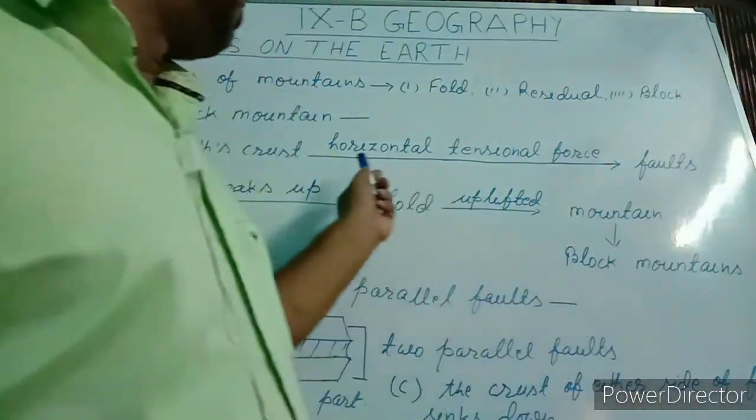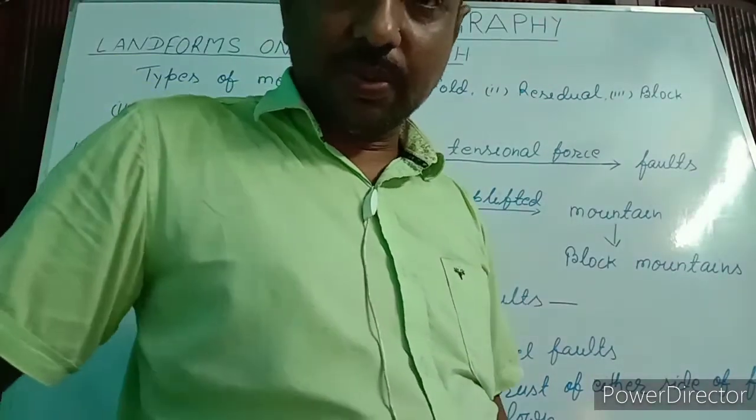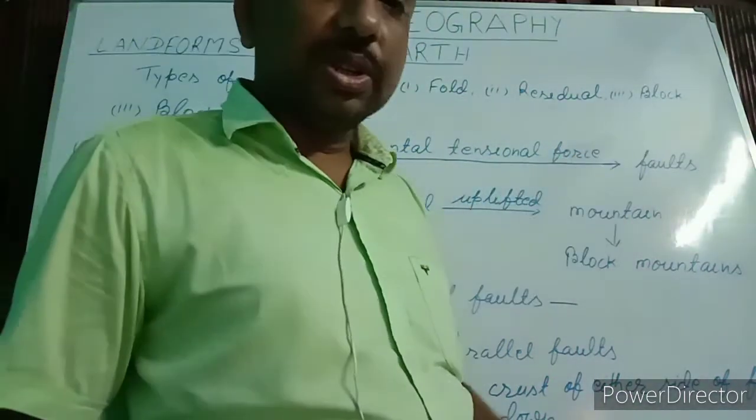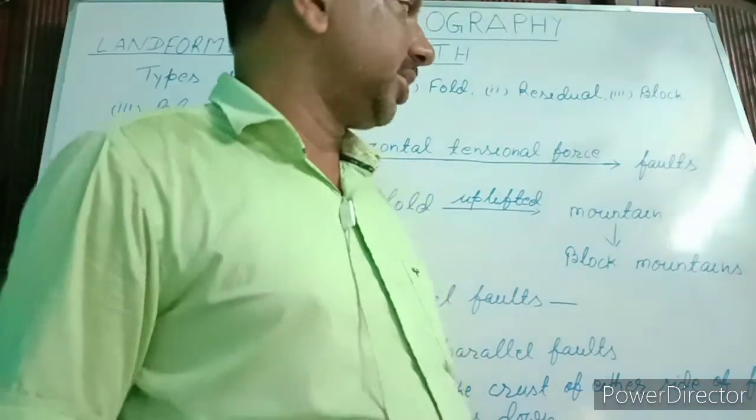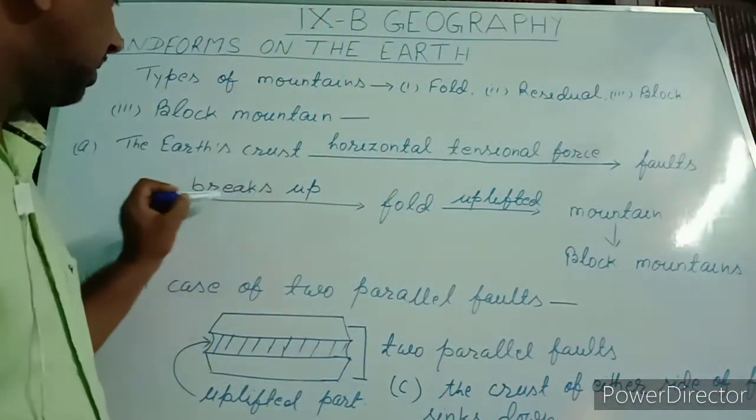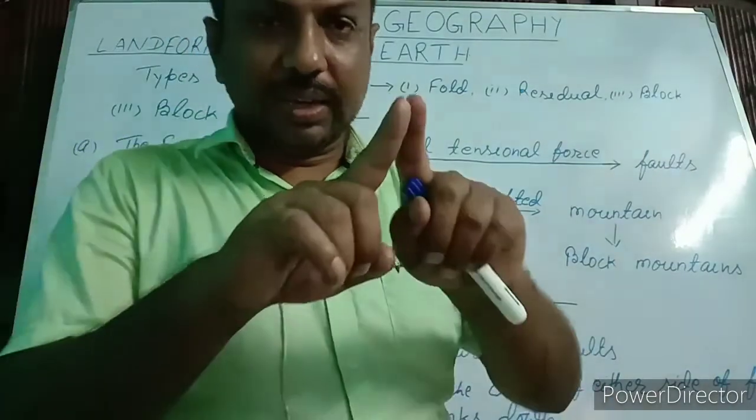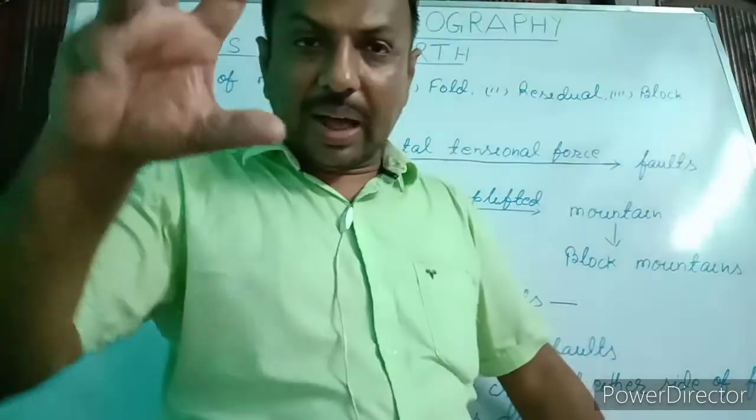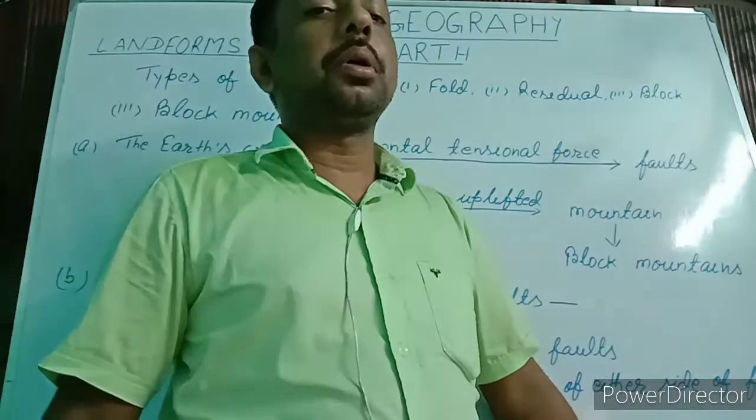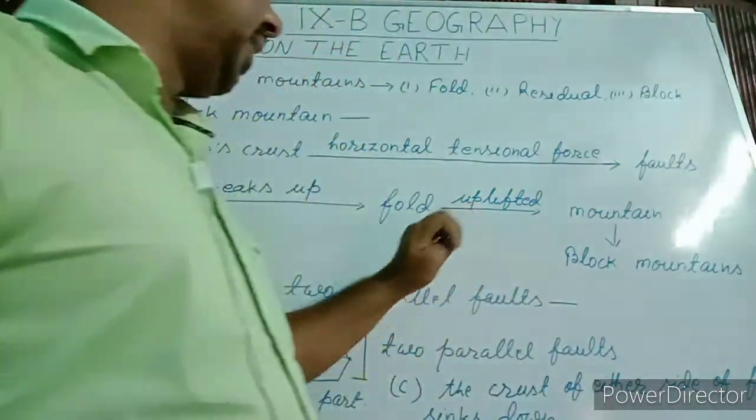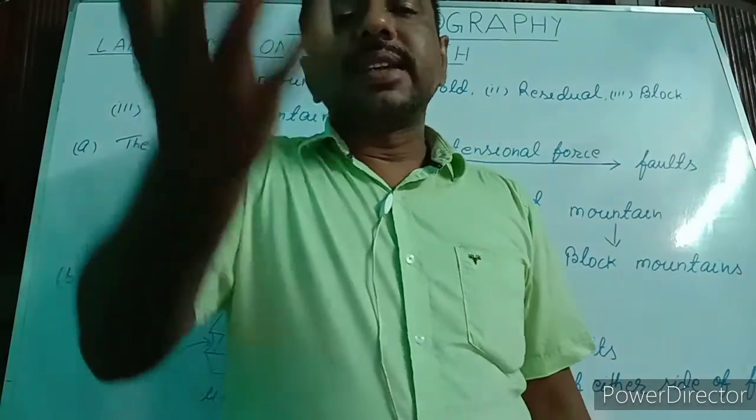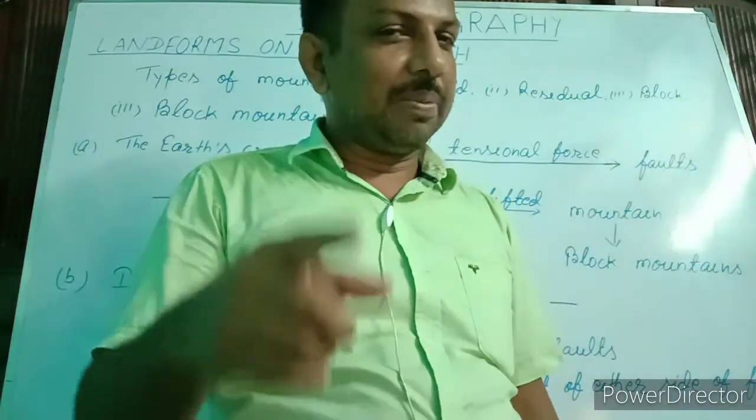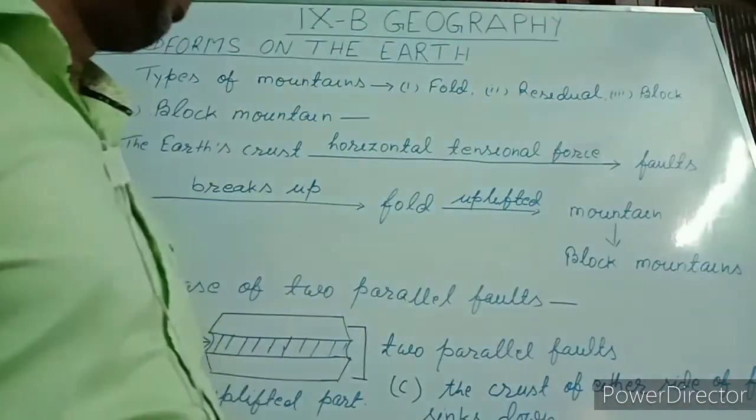And since this force continues, because the movement of rock inside the earth is continuous, at the place of the fault, at that line of weakness, the earth crust is broken up. The earth crust is broken up and a fold is prepared. That broken part of the earth crust is called a fold. That fold is prepared and rises up, taking the shape of a mountain. And that type of mountain is called the block mountain.